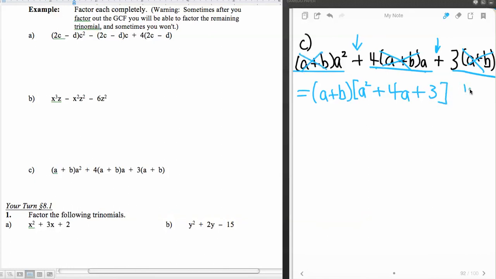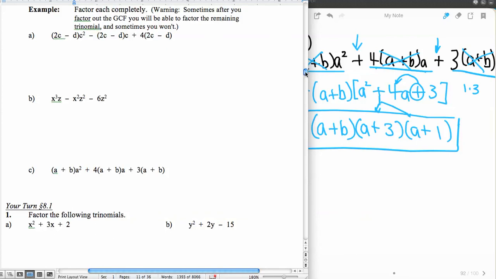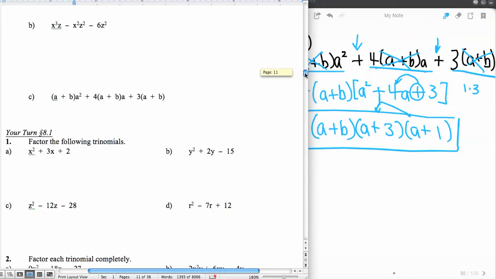Now I need the factors of 3, 1 and 3, and I need those that sum to 4. Absolutely 1 and 3 sum to 4, so I'm going to rewrite this as, don't forget my GCF, a plus b, and then I need an a with a 3 and an a with a 1. And then I looked at this for both of my signs, right? Both pluses here and here. And there we go. A binomial times a binomial times a binomial. That's my final answer. So that's GCF factoring, and sometimes it factors more, and then sometimes it doesn't.